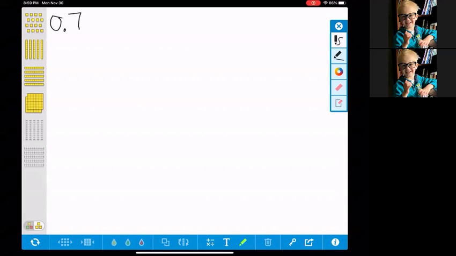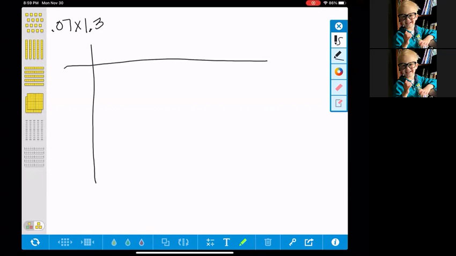Oh, that's a little too high. Let's try 7/10 times 1 and 3/10, should we say? So same idea. Let's set that up, right, as this idea of area. We're looking at the space inside of here. And that's how we can see the dimensions from the left side and the dimensions from the top.